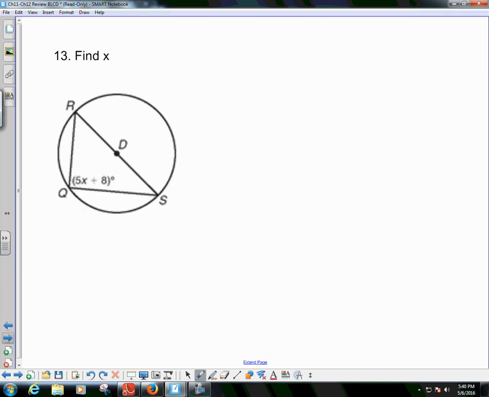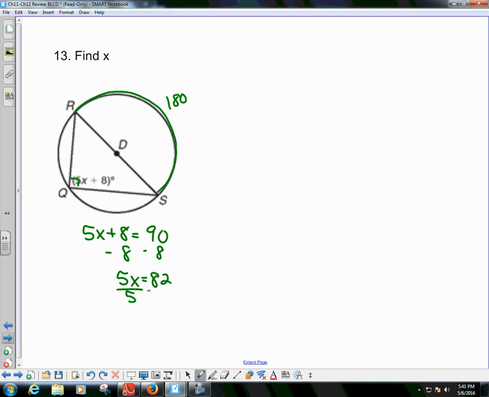Problem number 13, find the measure of angle X. So I've got the center of my circle is marked as D, and I've got an angle that subtends that diameter. It also subtends this arc, and this arc is 180 degrees. If that's 180 degrees, then I know that this right here is 90 degrees. So if that says 5x plus 8, I'm going to say 5x plus 8 equals 90 degrees. I'm going to subtract 8 from both sides. 5x equals, well, not 72. Clearly that's 82.